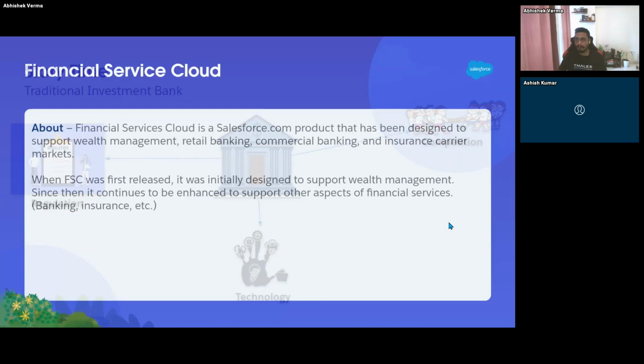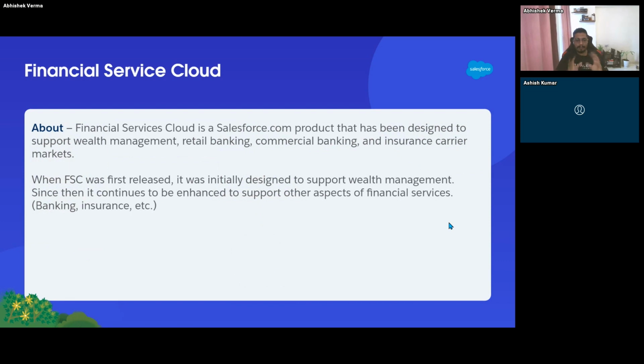So now let's understand what is FSC. Financial Service Cloud is a product launched by Salesforce, just like Sales Cloud, Service Cloud, Experience Cloud. Now Salesforce has their own Financial Service Cloud. When Financial Service Cloud launched, they initially launched it for wealth management. Now they have opened sub-verticals for wealth management, retail banking, insurance, and personal portfolio management. Each and every quarter, Salesforce Financial Cloud is going into multiple sub-verticals.